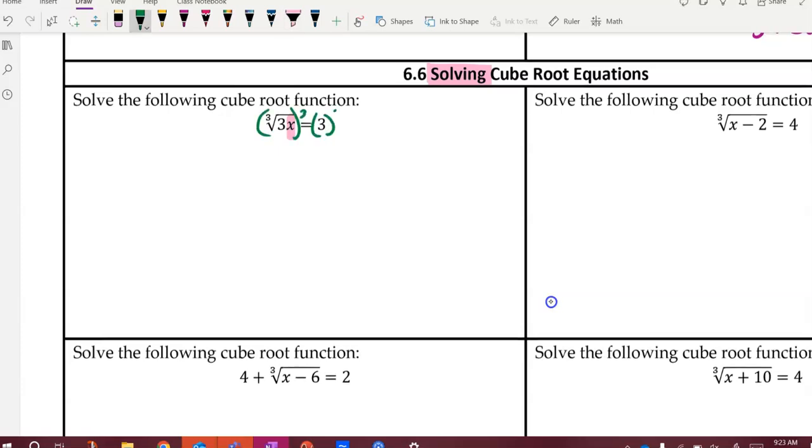We cube both sides. Cubing that cube root cancels out the root and leaves us with just 3x on the left and 3 cubed on the right. Now you can put 3 cubed into your calculator and you'd get 27. Now we can divide by 3. We get x equals 9.